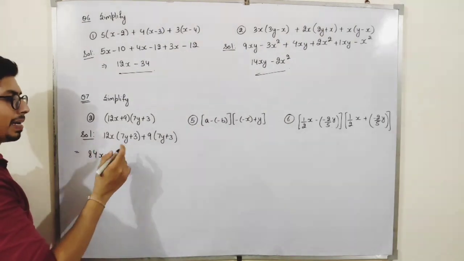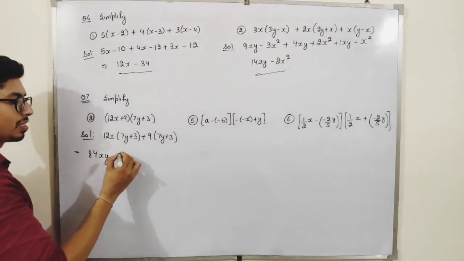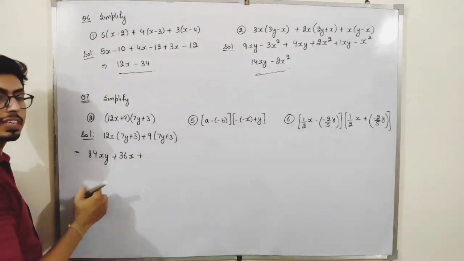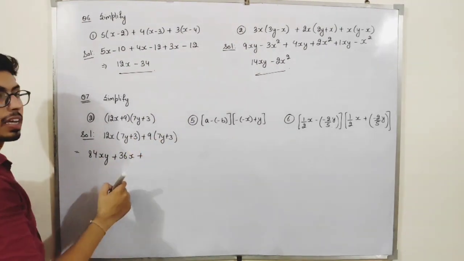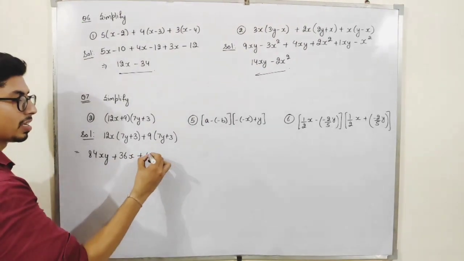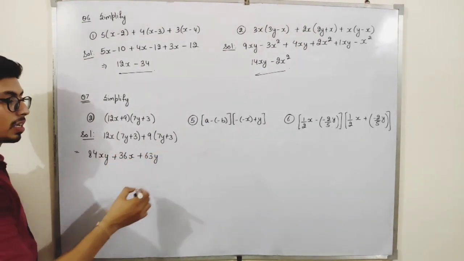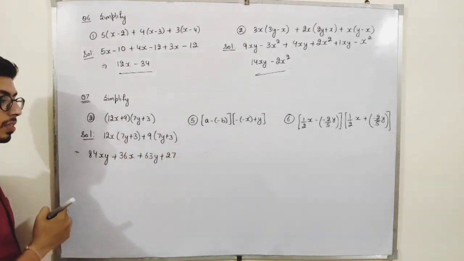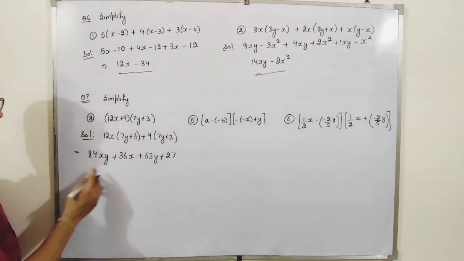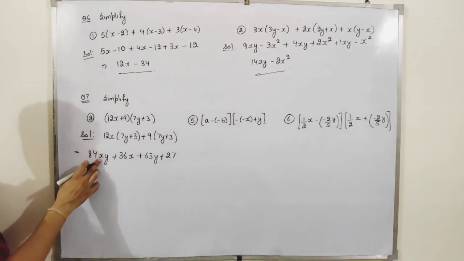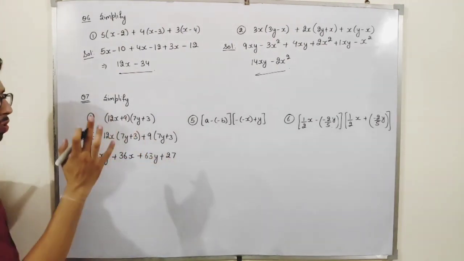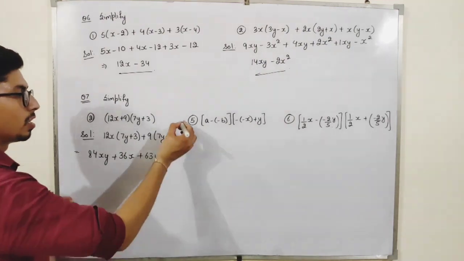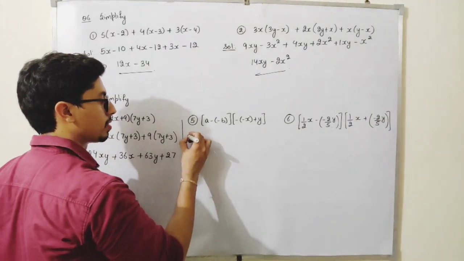Now multiply this by this. 12 into 3 is 36. X, nothing is there, so write x as it is. 9 sevens are 63 and y as it is, plus 9 threes is 27. Okay. So see, all of them are different because this is xy, this is x, this is y, this is constant. So this is our simplest form. I can't further simplify. So this is our required answer.